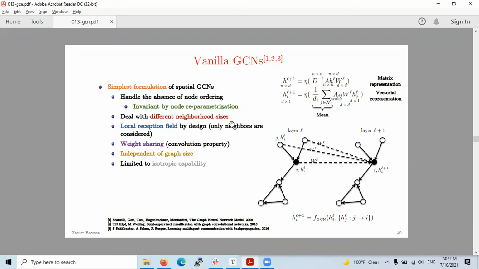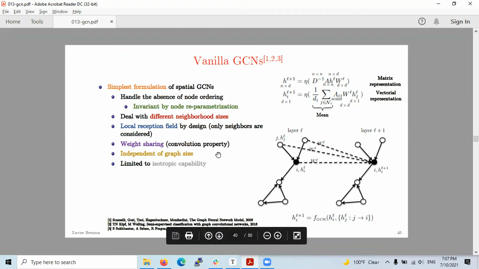And he also discusses, apart from this being the average, that we could also do thresholding or finding the maximum over all the neighborhood nodes. So effectively this solves the issue of node reparameterization for template matching. Okay, so this is the simplest. Again, this is the vanilla GCN in the spatial domain.